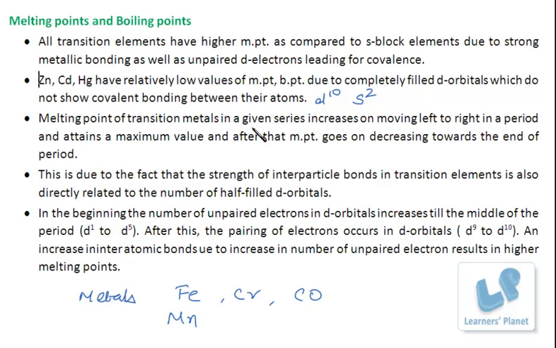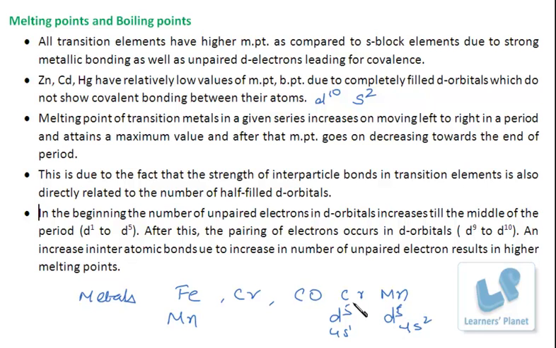Melting point of transition metals in a given series increases on moving left to right in a period. It attains a maximum value, and after that the melting point goes on decreasing towards the end of the period. Say till chromium, manganese, they all have the unpaired electrons. Chromium, the configuration is d5 4s1. Manganese, it is d5 4s2. They both have unpaired electrons, due to which the covalence between them is more, right?